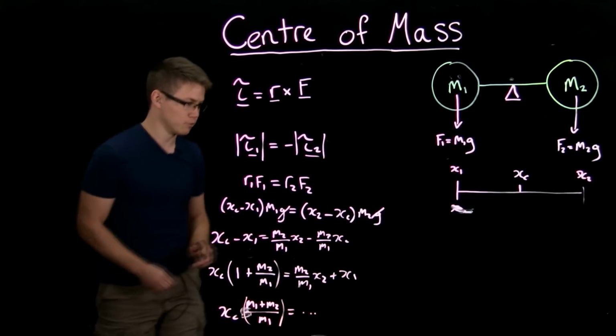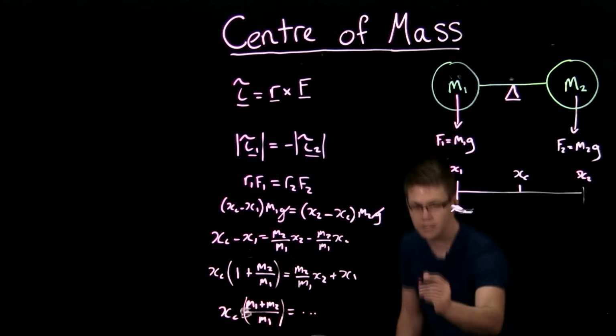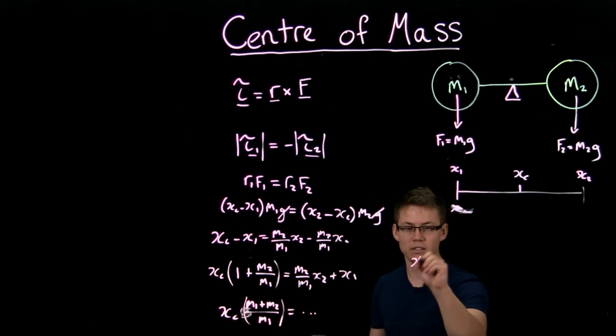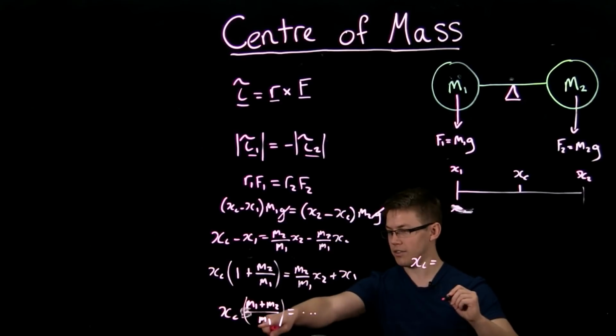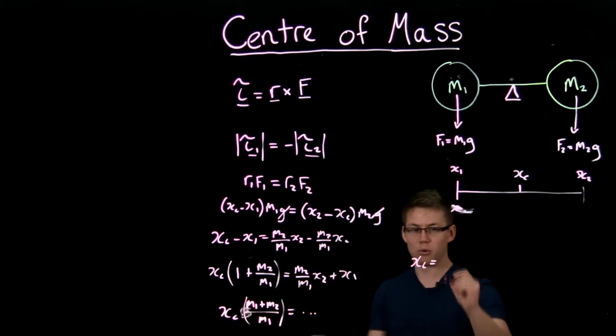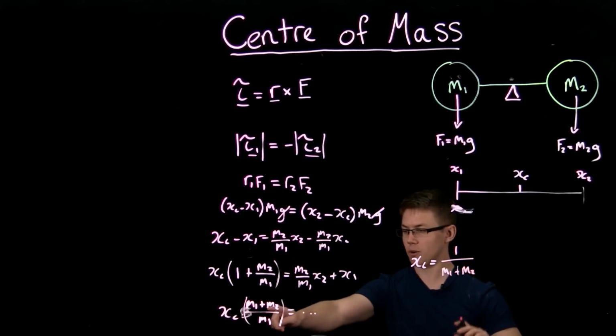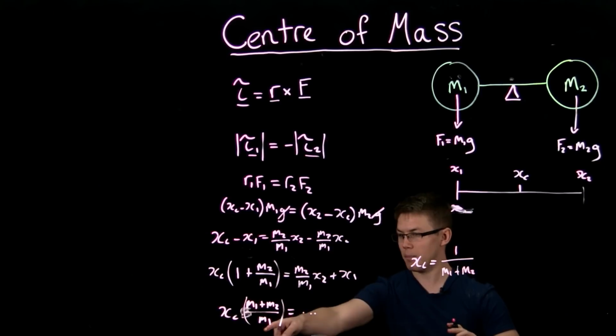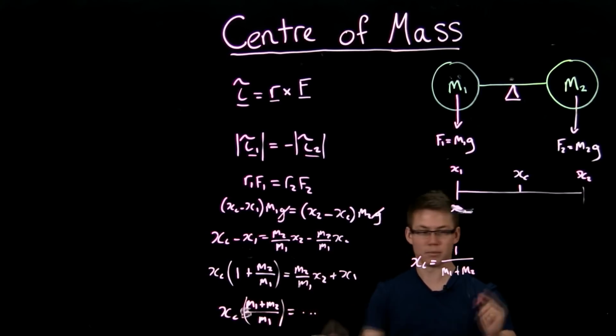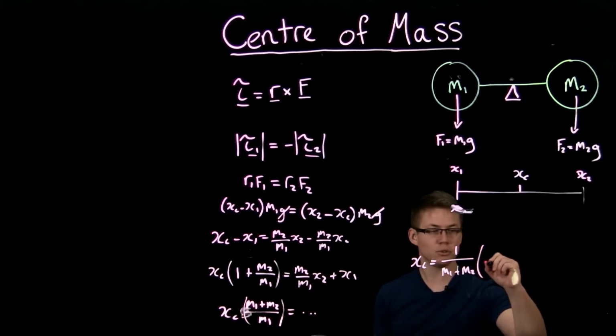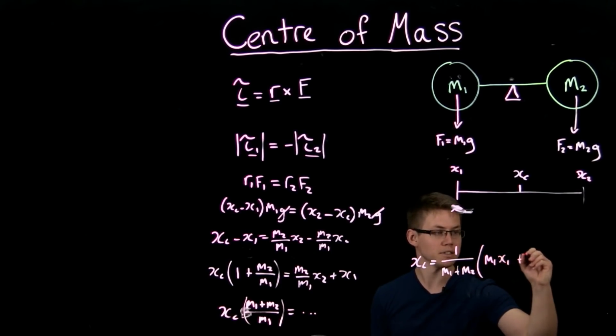Okay, now I'm running out of room here, so I'm just going to skip over to here. And what I'll find eventually, so if I multiply this term up, I will have 1 over m1 plus m2. Okay, so that comes from this term here dividing through, and I multiply up by m1, so I'm going to have, well, let's write this in order, m1 x1 plus m2 x2.